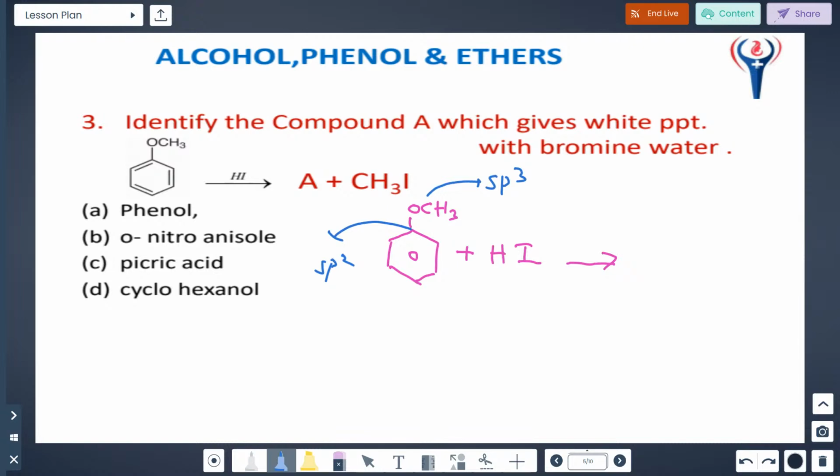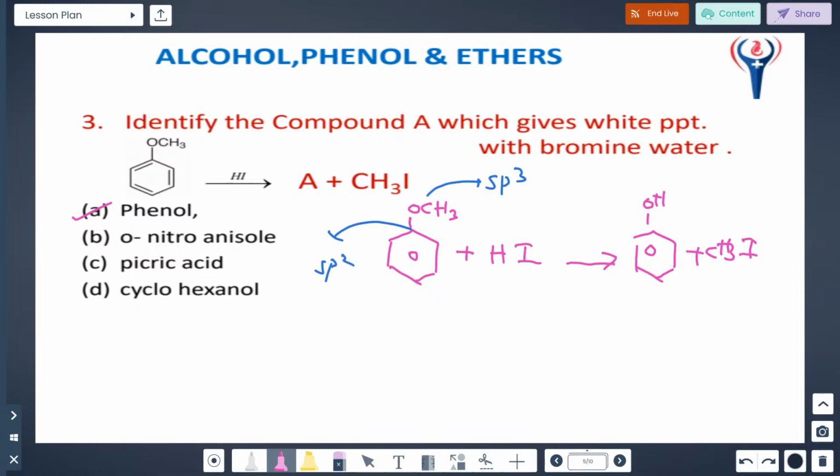So the product will be what? Iodine goes to CH3. Simply you can say iodine goes to CH3, H goes to O, and O becomes OH. It's called phenol. Plus CH3I. CH3I. Understood? Everything is given. Product is given. A is called phenol. So phenol is what? Option A is the correct one.